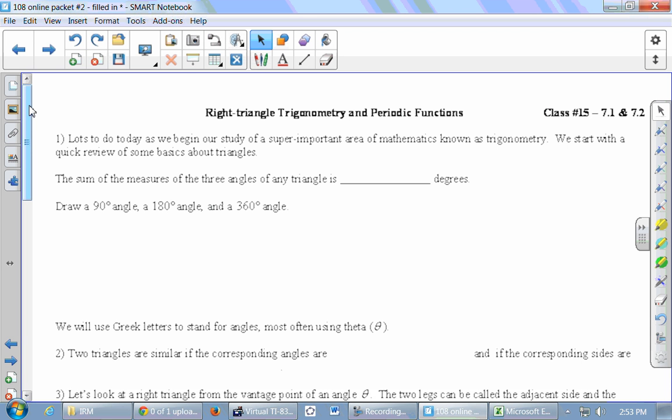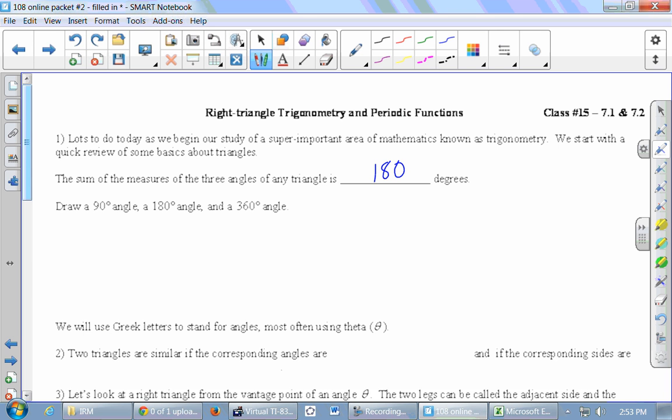Number 1, lots to do today as we begin our study of a super important area of mathematics known as trigonometry. We start with a quick review of some basics about triangles. The sum of the measures of the 3 angles of any triangle is blank degrees. So hopefully we know this is 180.